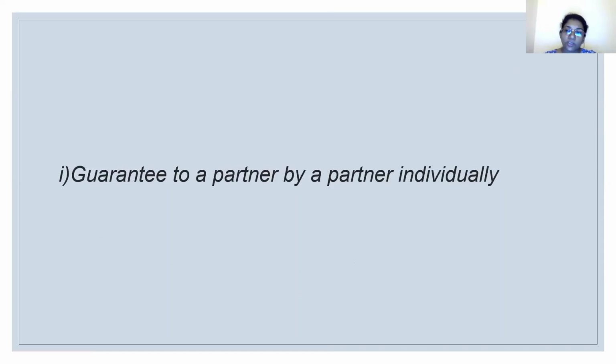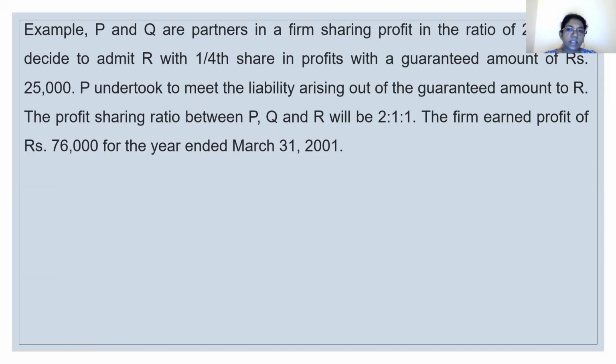In this example, you can see in this firm there are P and Q, and they are the partners of the firm, and they share the profit in a 2:1 ratio. They decide to admit R with 1/4 share of the profit and with a guarantee amount of rupees 25,000. P undertook to meet the liability arising out of the guarantee amount of R. Then the profit sharing ratio of the new partnership, P to Q to R, is 2:1:1.